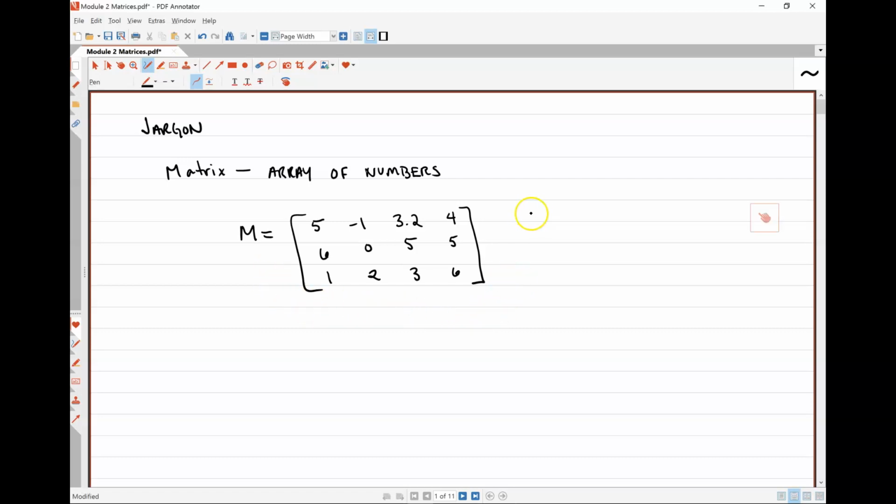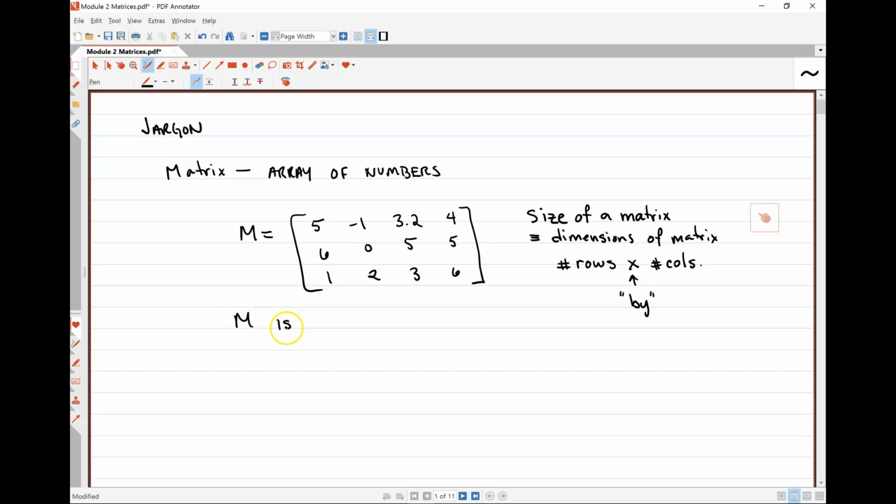The size of a matrix is also called its dimensions, and it's described by two numbers. We just say the number of rows by the number of columns. We read that symbol, it's just like a times symbol, but we read it as "by". So the size of this matrix M has 3 rows and 4 columns. So we'd say it's a 3 by 4 matrix.